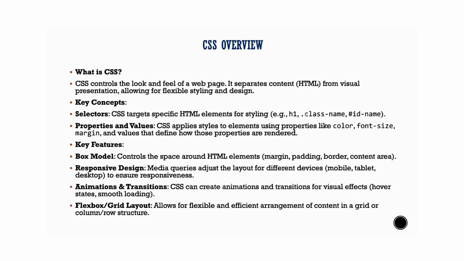CSS, or Cascading Style Sheets, controls the visual representation of a web page. It separates content from design, allowing for greater flexibility and control over the layout. CSS is used to style HTML elements. It can change colors, fonts, layouts, and overall visual appearance. CSS allows developers to create visually appealing websites without altering the underlying HTML structure.